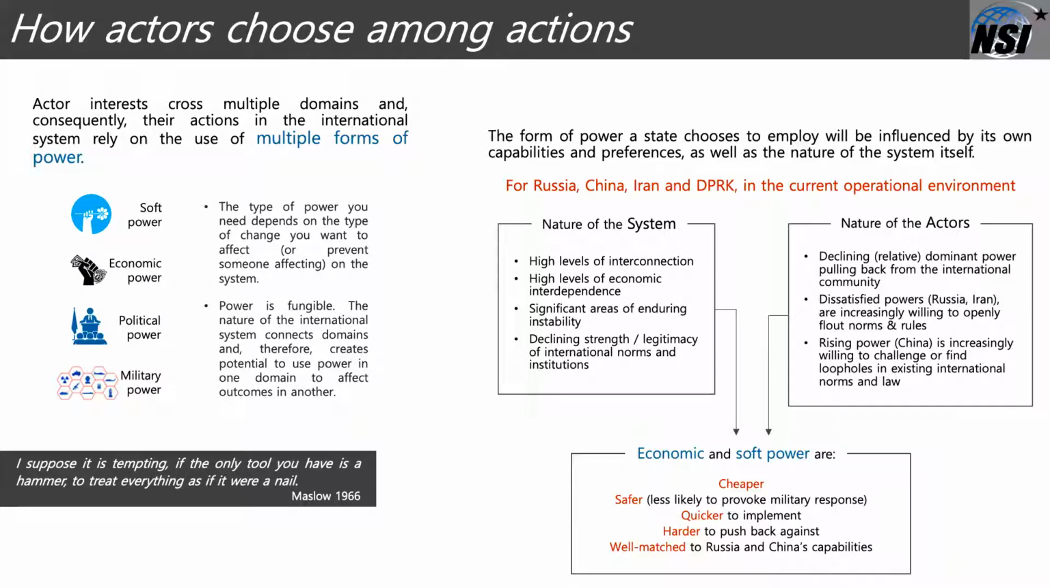In the current operational environment, for all 4 US adversaries, economic and soft power are cheaper, safer, quicker to implement, harder for the US or allies to push back against, and for Russia and China in particular, well suited to their capabilities.